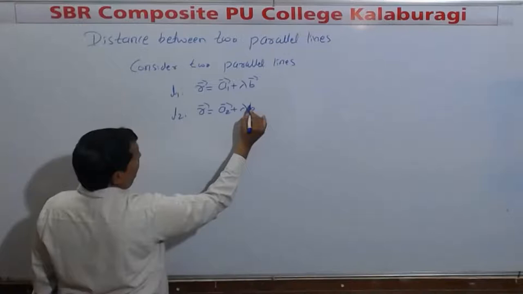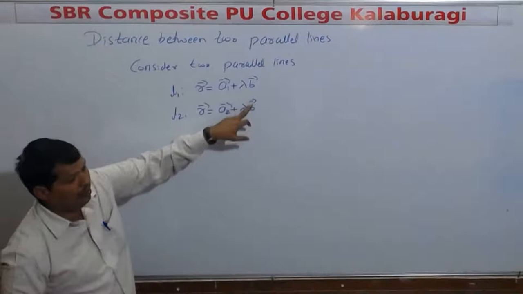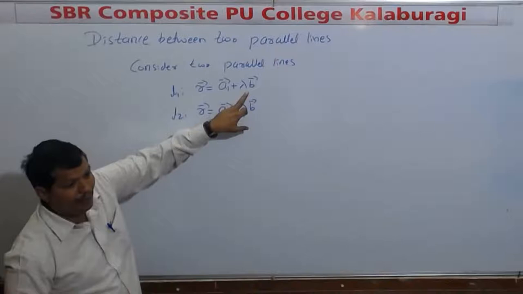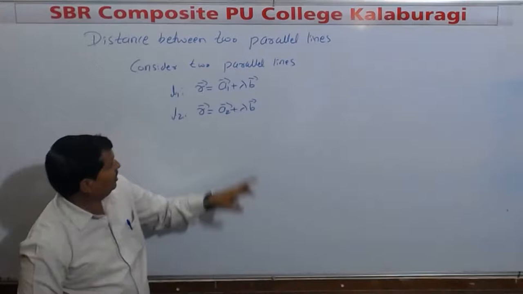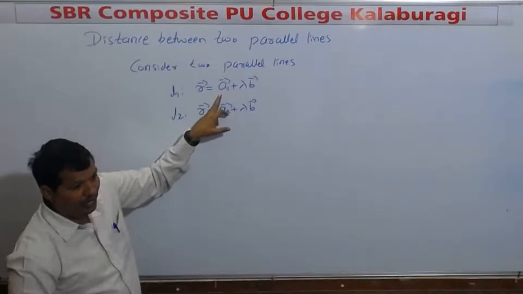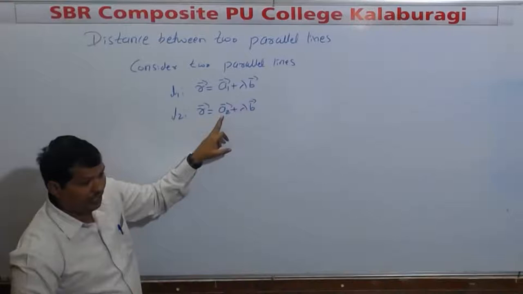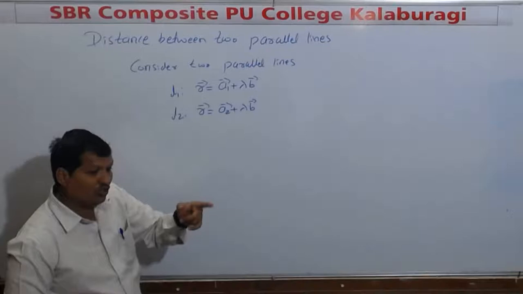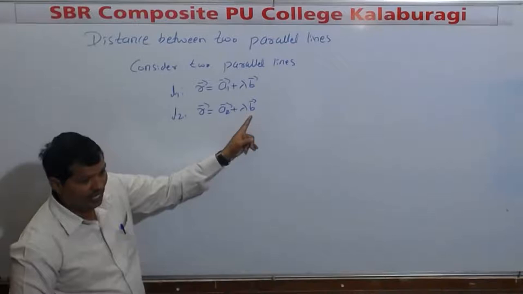See here. In the previous theorem, we wrote b1 and b2 because b1 and b2 are two different vectors. But if they are parallel, they are parallel to the same vector. Okay, so what is the meaning? r equals a1 vector plus lambda b is a line passing through the point a1 and parallel to vector b. This other line passes through the point with vector a2 and is parallel to vector b. Both of the lines are parallel to the same vector only. That is why it is not necessary to take two different vectors.